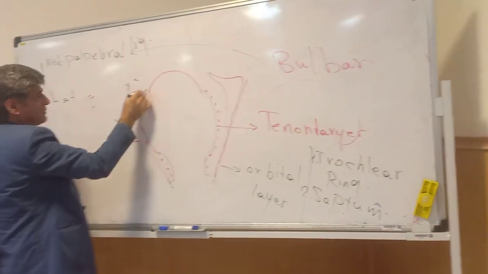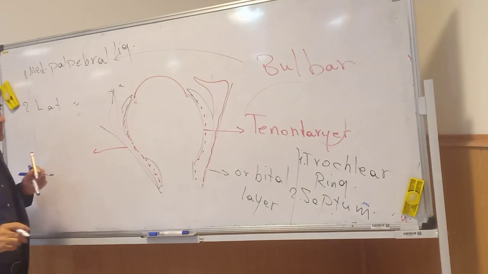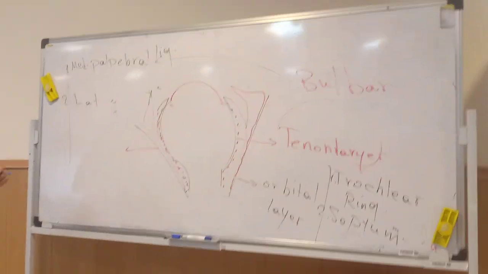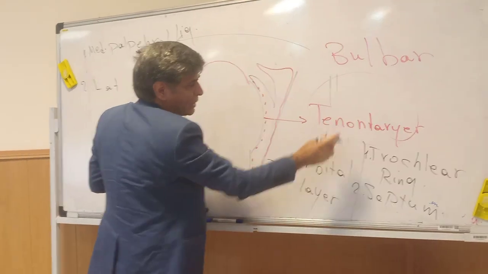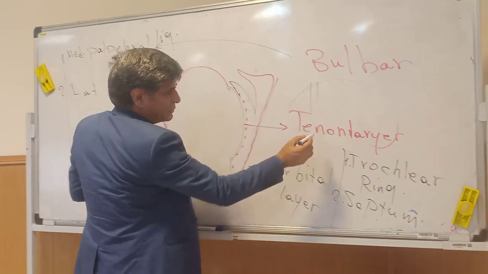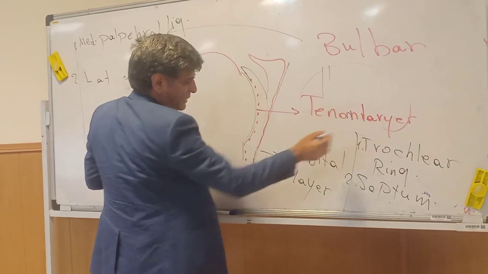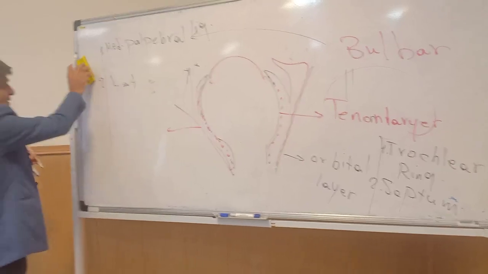The medial ligament and lateral ligament are formed from which part? The bulbar layer, the Tenon layer. Tenon's layer and the orbital layer. And the lacrimal sac.